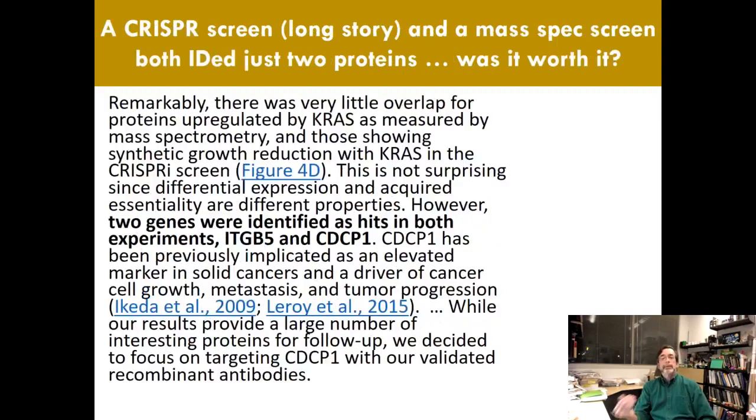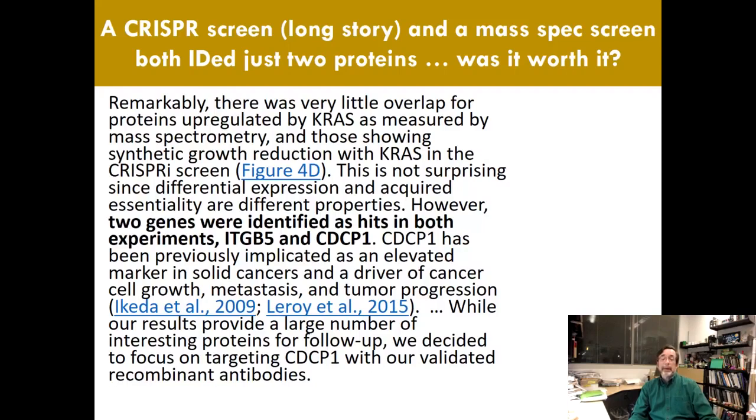The thing is, the CRISPR screen gave them the same results as their mass spec screen, their SILAC is what they called it. But they just gave them 2 proteins at the end. See right here, 2 genes were identified as hits in both experiments, ITGB5 and CDCP1. And CDCP1 actually has a history. It's been detected in a specific kind of cancer. So they went after it.